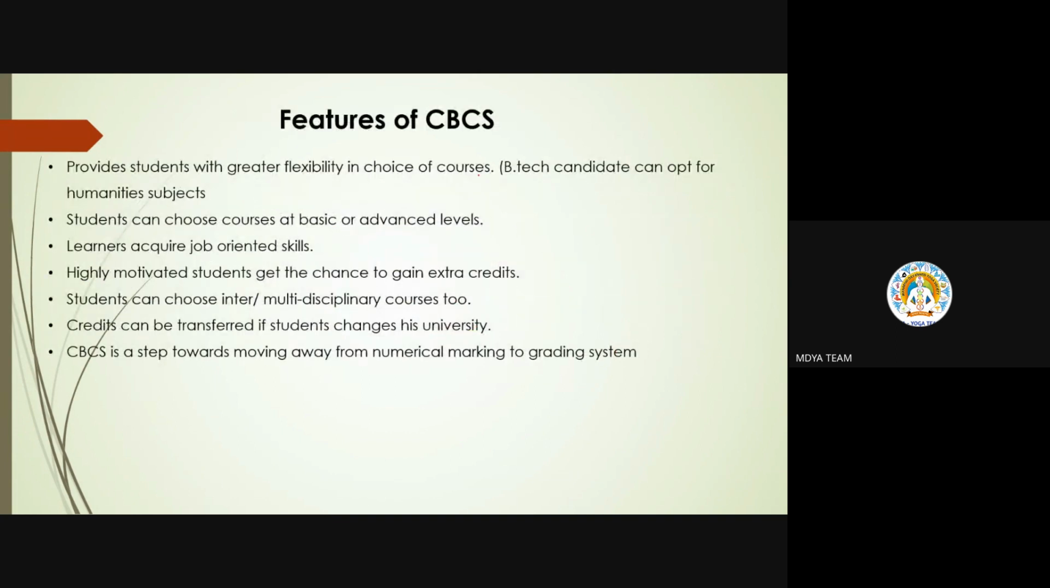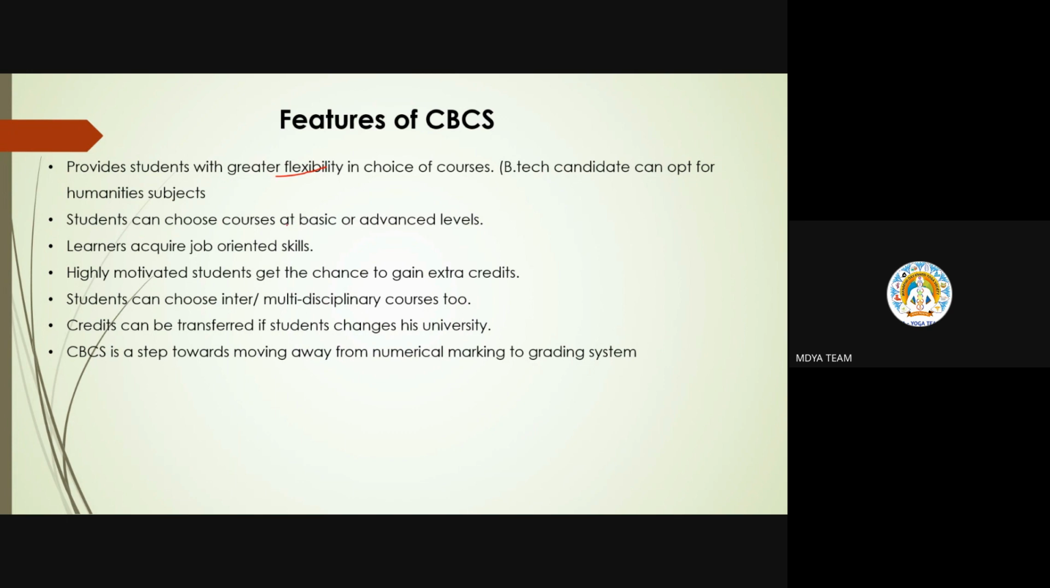What are the features of CBCS? You know all these things because SWAYAM is a CBCS, and you have read the features of SWAYAM. So CBCS provides students with greater flexibility in choice of courses. A BTech candidate can opt for humanities subjects. Like you can read maths and history, maths and polity at the same time.